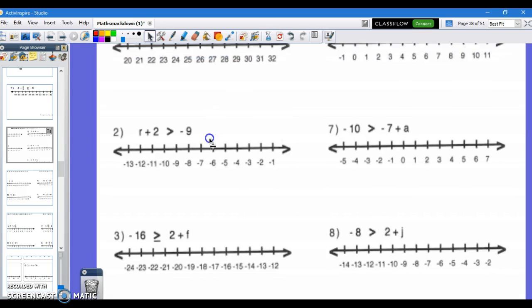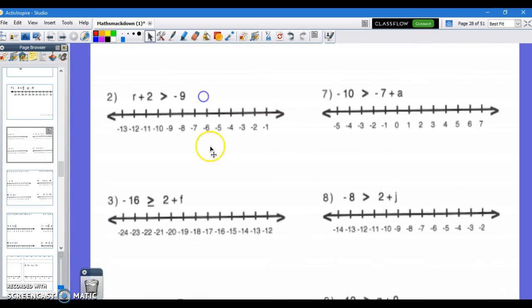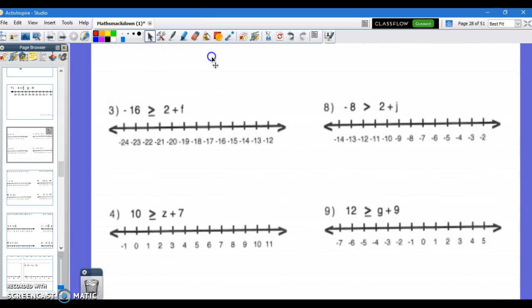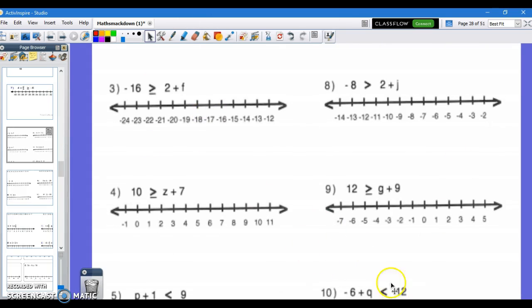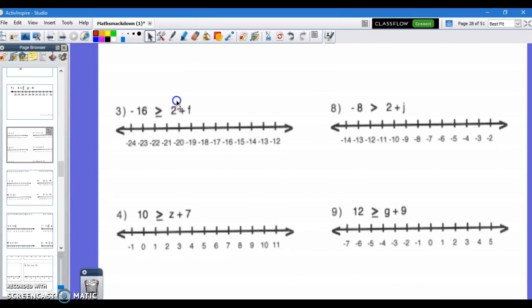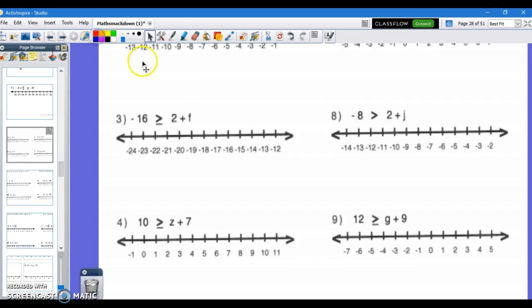So I have time to do 2 more. So I will do these 2, which means if I only gave you this page for homework, I did half of your homework. All right, so now I have negative 16 greater than or equal to 2 plus f. That sign means greater than or equal to.